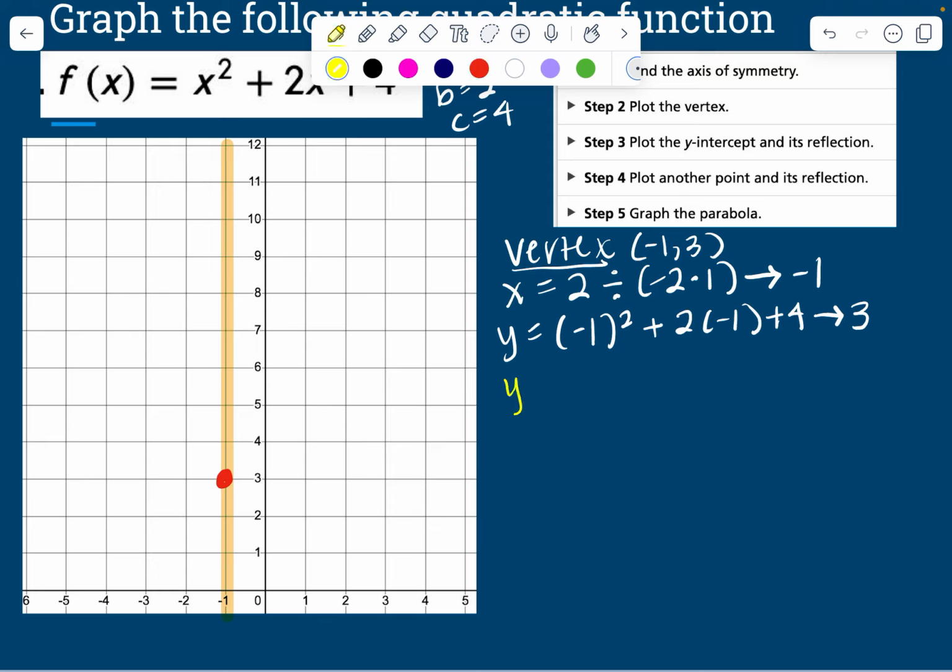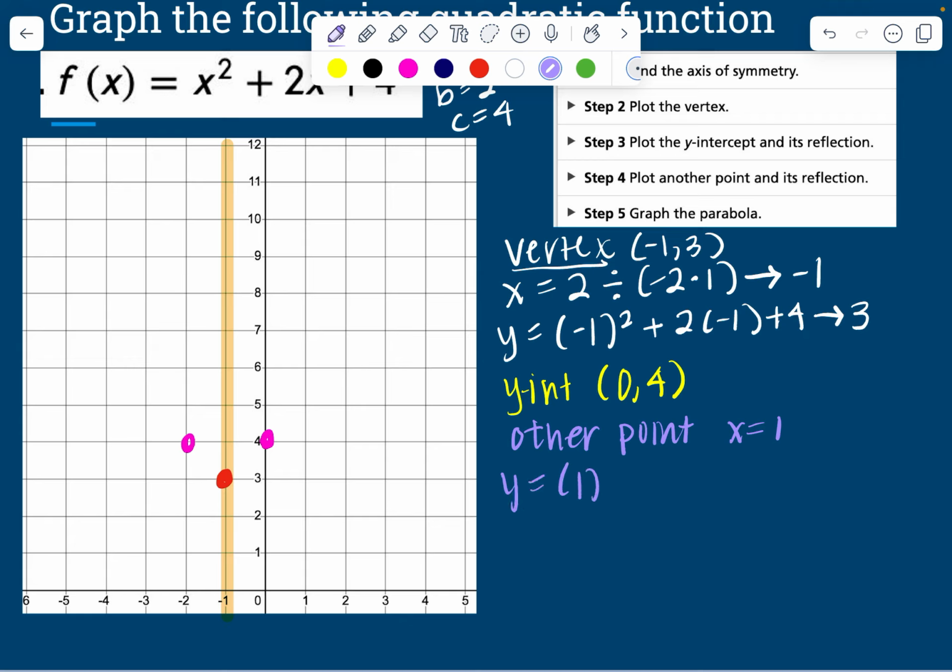The y-intercept then is our value of c, which is 4. So our y-intercept is 0, 4. So let me put that on my graph and its reflection. To pick another point, again, 0 has already been used, so I'm going to go one more to the right and do 1. For my other point, I'm going to do x equals 1.